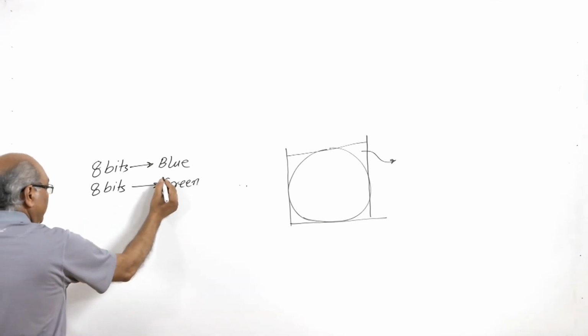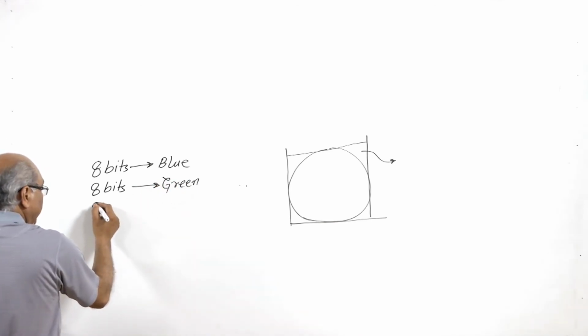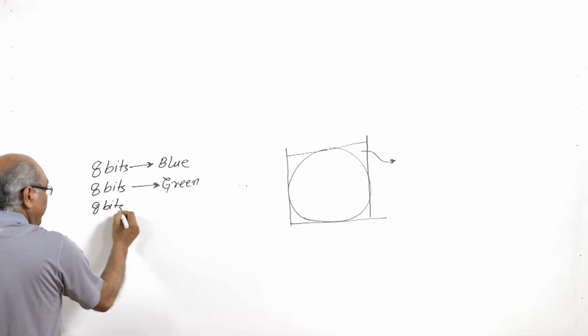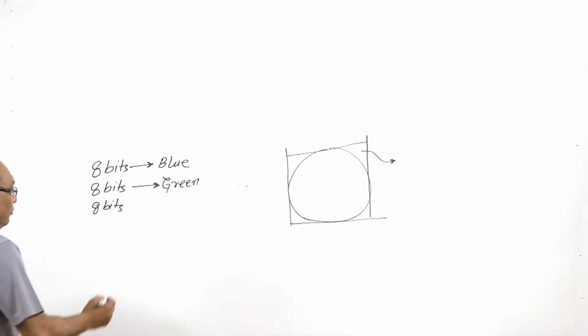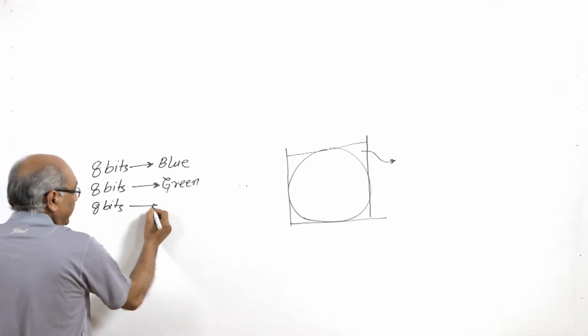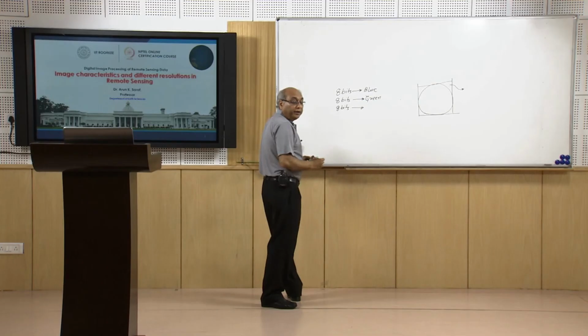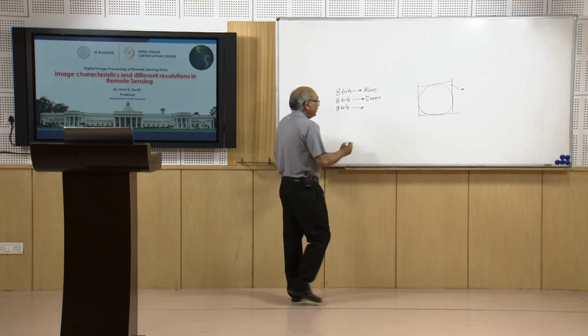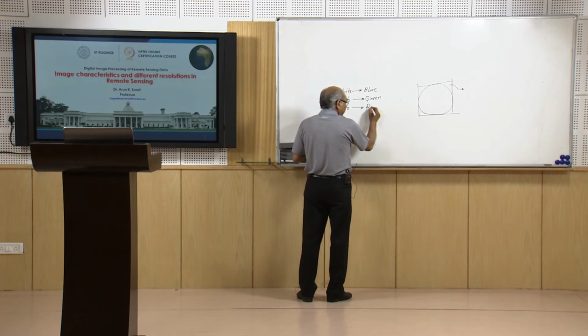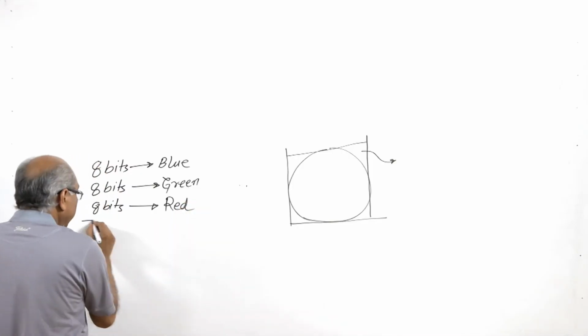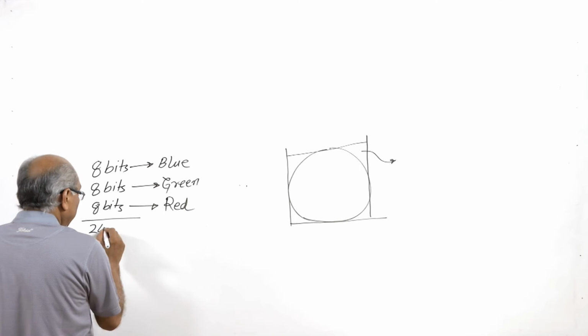And then the third one, I am having 8 bits again, and this channel might be my infrared channel, where the vegetation is having a healthy vegetation, might have very good reflection, and I assign the red color. Now if I add, this becomes 24 bits.